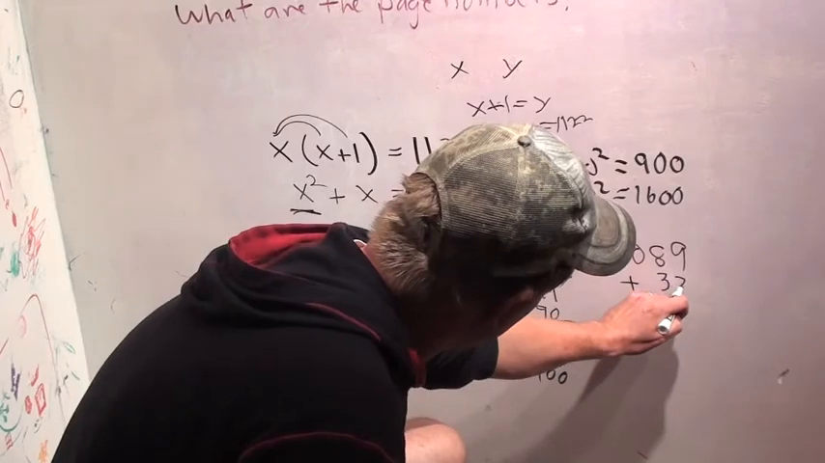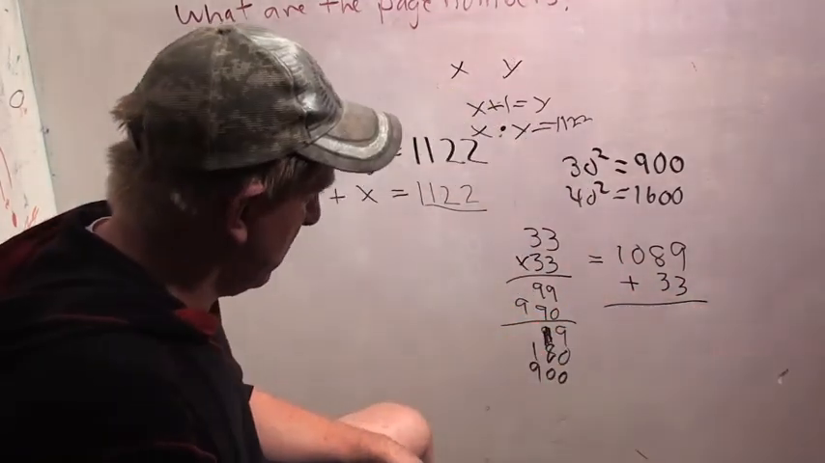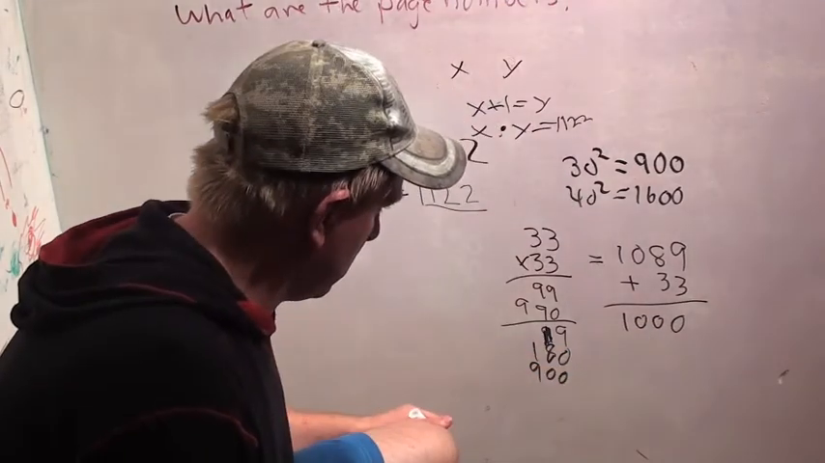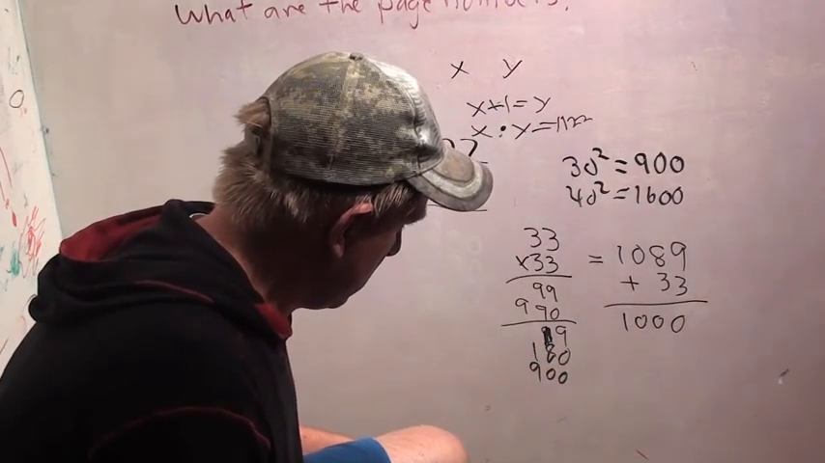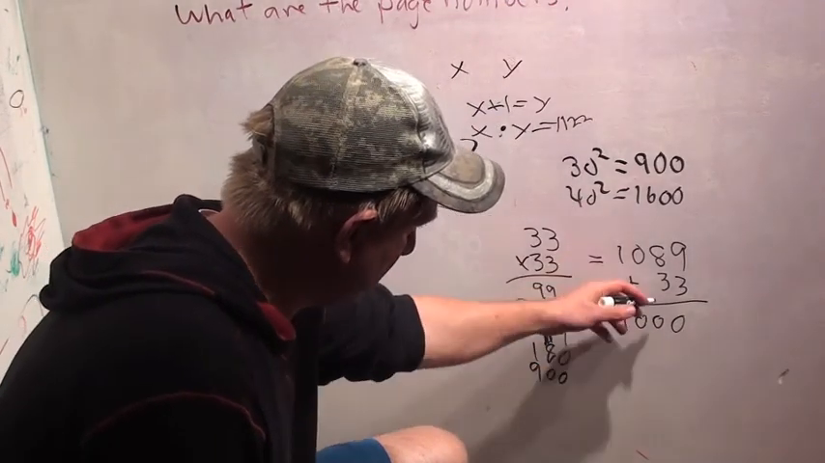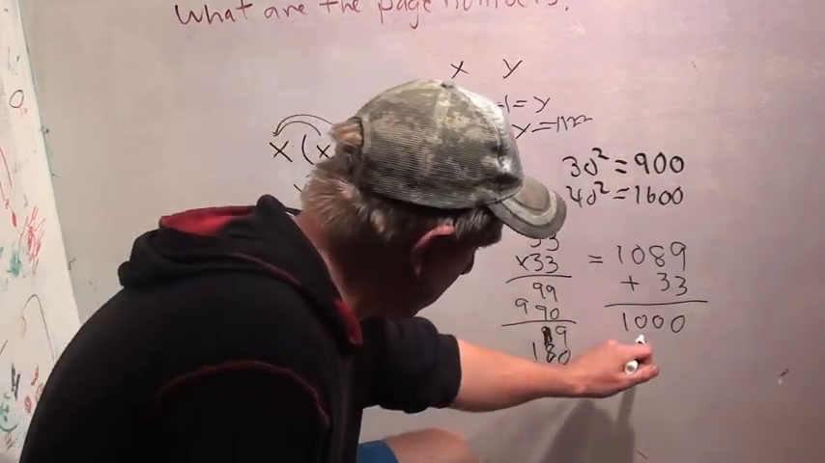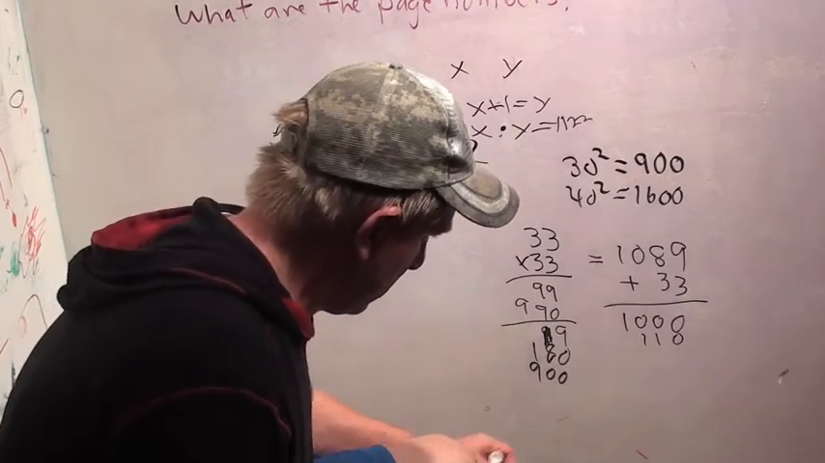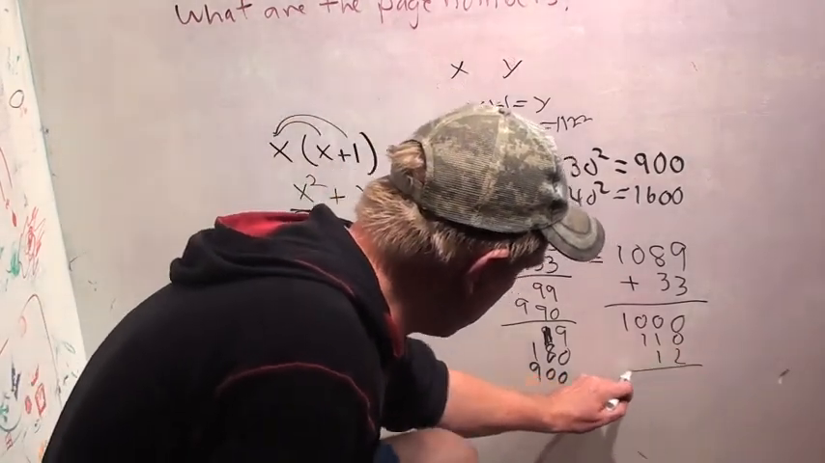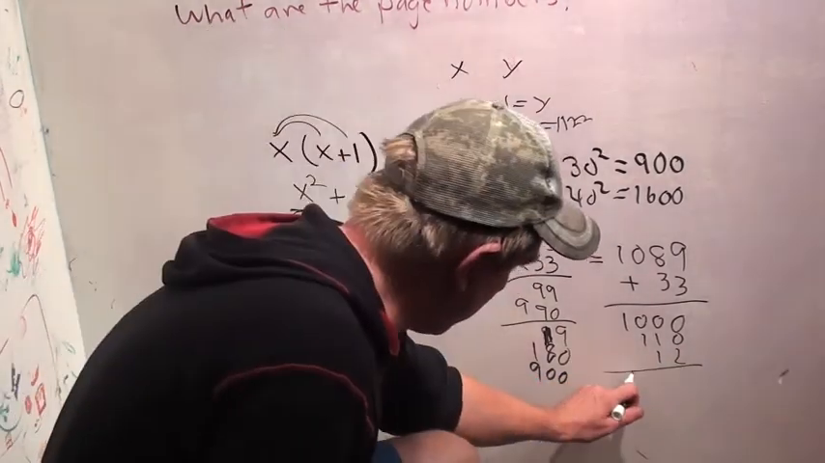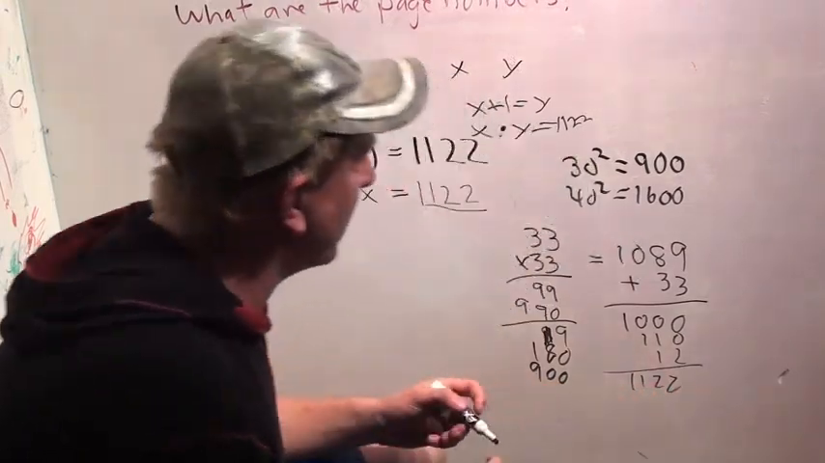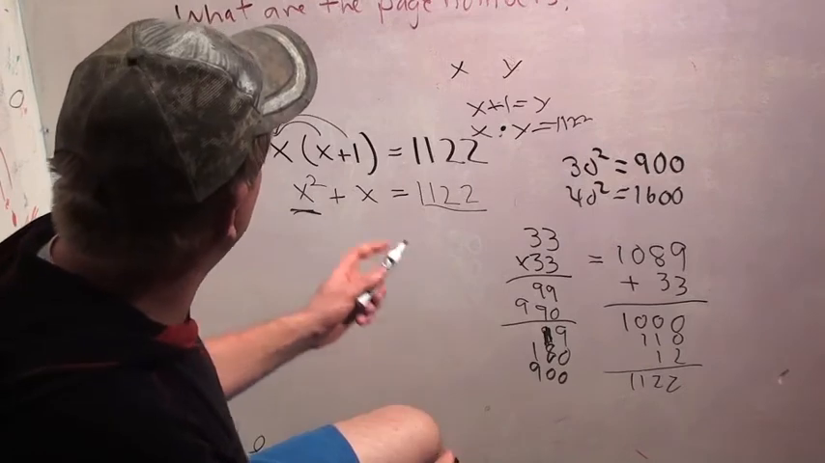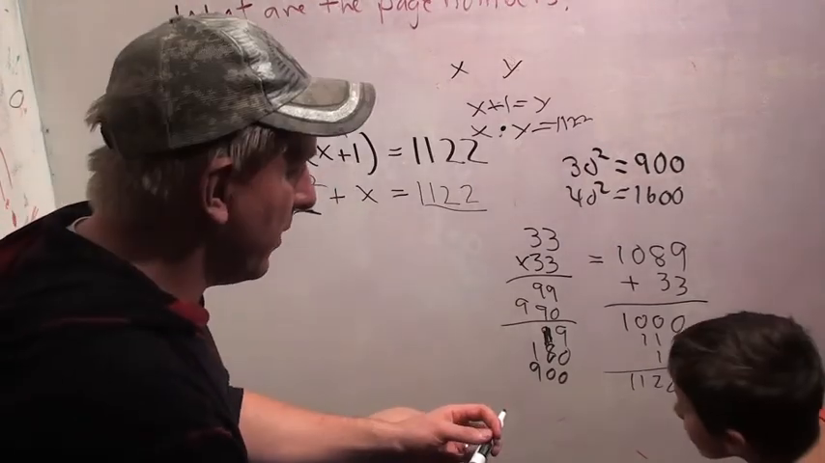Okay, so we have 1,000 plus 80 plus 30, which is 110. And what's 9 plus 3? It's 12. It's 1,122. Okay, so by guessing and checking, and you made a good guess, we find that the page numbers are 33 and 34.